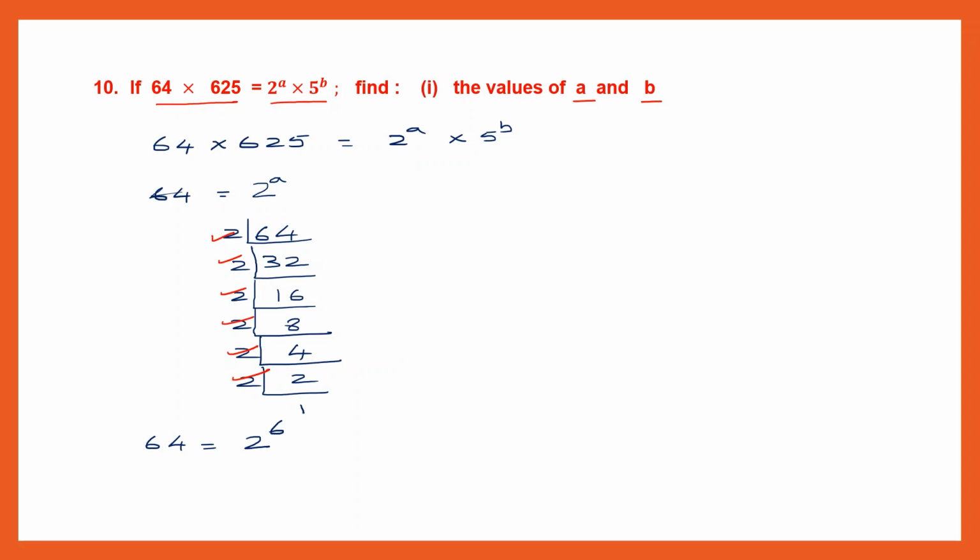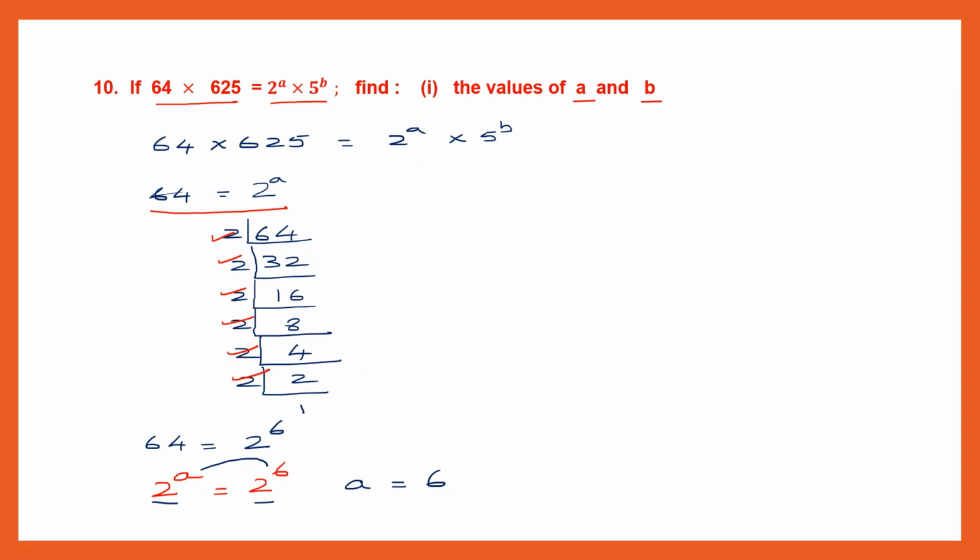And here we said 64 is equal to 2 raised to the power of a. That means 2 raised to the power of a is equal to 2 raised to the power of 6. Can you see the base is the same? That means a is equal to 6. So we have found the value of a. a is equal to 6.